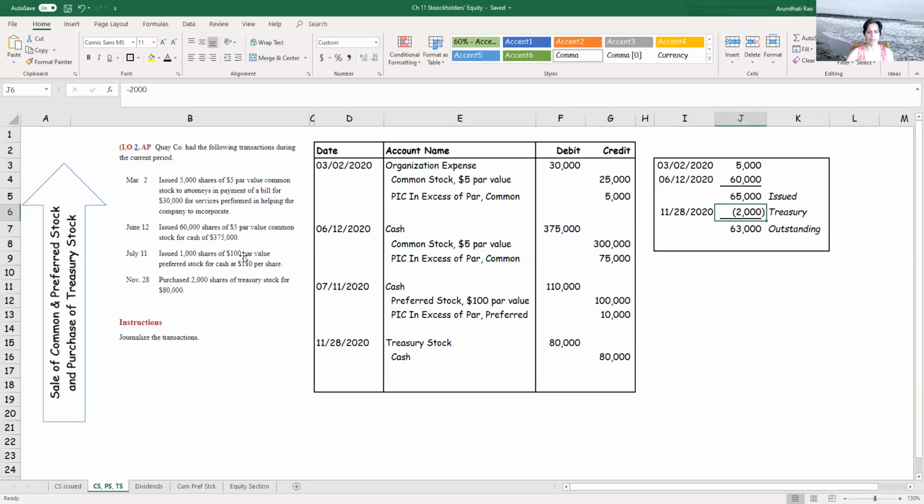So this again is another quick example we have of sale of common and preferred stock and buyback of our own stock. The next exercise will look at paying dividends.